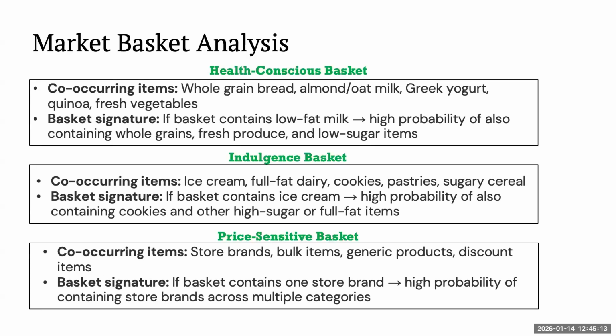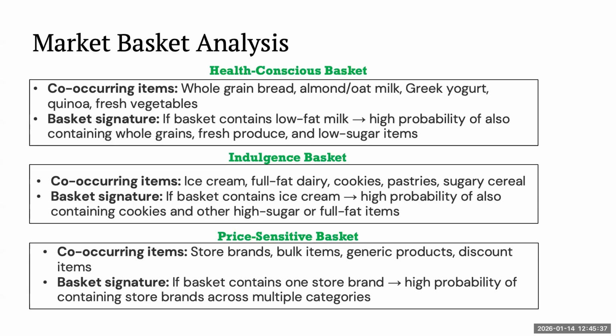because in business, this is called market segmentation. It allows us to label these and say, for example, these are maybe the health conscious basket. This is the indulgence basket. They like to buy ice cream, and there's a high probability of cookies and high sugar and full fat items, and so on and so forth. It allows us to put labels on these categories. And that's exactly what we're trying to do.